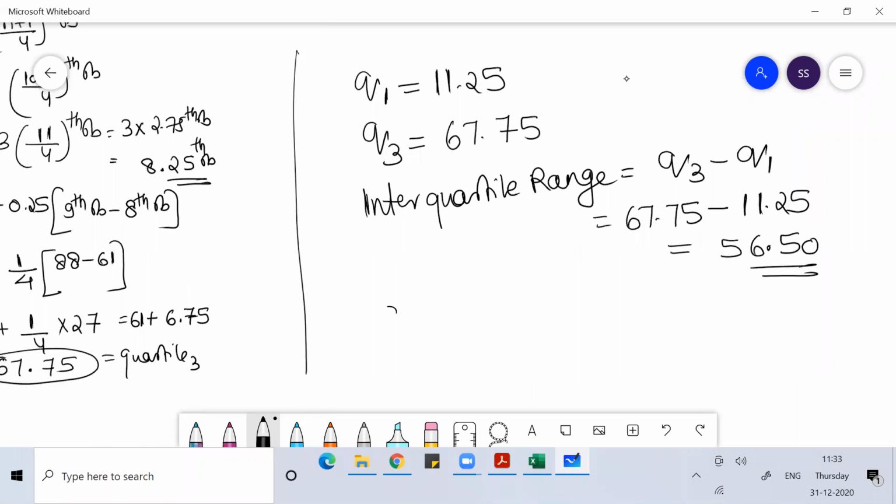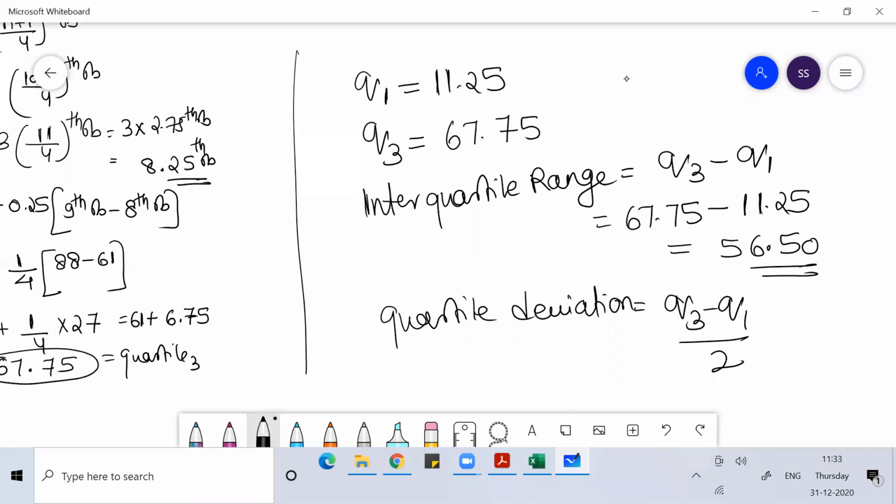So you can find the quartile deviation. Quartile deviation means (Q3 minus Q1) by 2. Q3 minus Q1 is already 56.5, divided by 2, you'll get 28.25 as the quartile deviation.